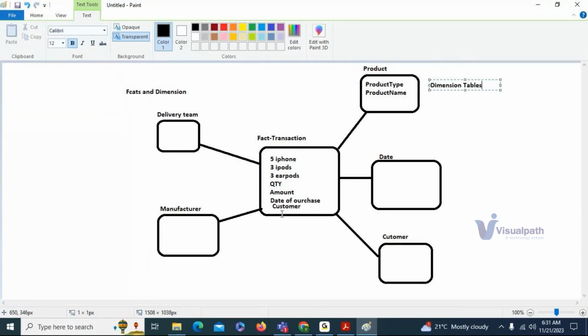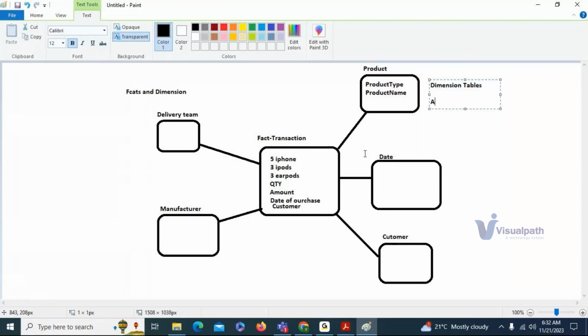This amount can vary based on a product, on a date, on the customer, and on the manufacturer. There cannot be only one customer who is buying. There can be 100 customers, hundreds or thousands of people buying on a particular date. There can be hundreds of iPhones sold, not only this customer's purchase. So this amount can be sliced and diced based on different attributes. Those are the dimensions.